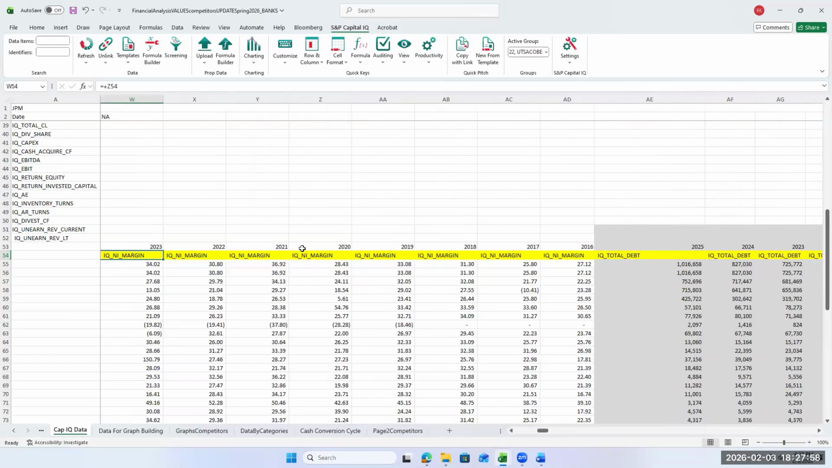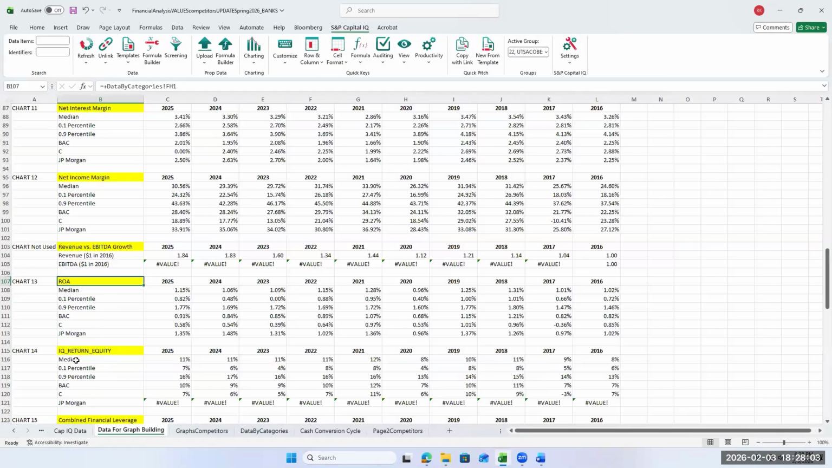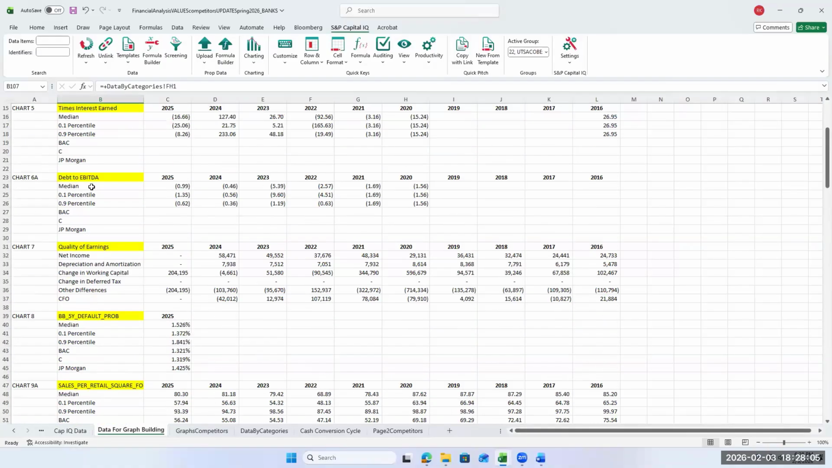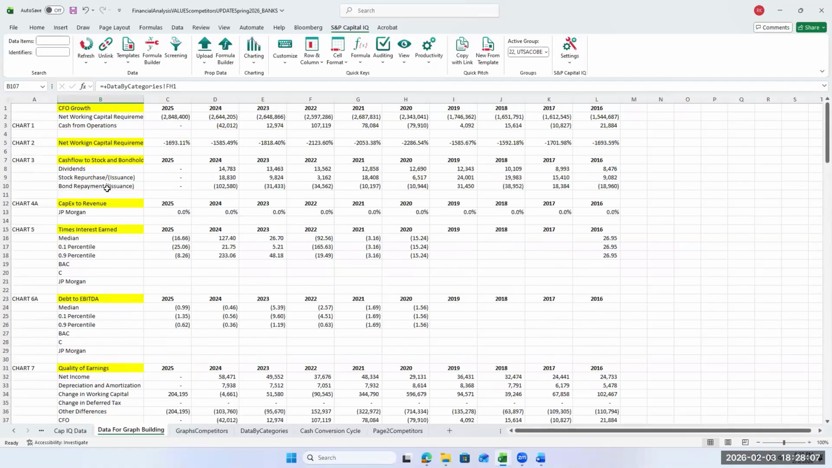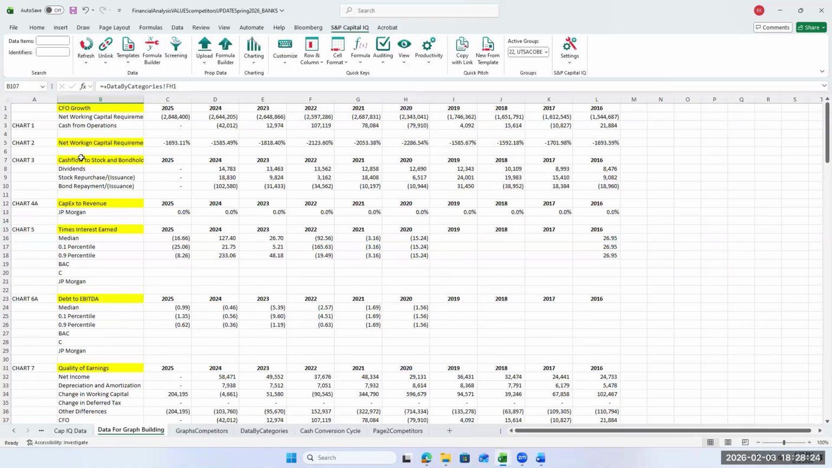So you'll have to edit the charts. How do you edit the charts? There's a page called Data for Graph Building. And you can probably figure out how to do that. It's a little complex, but the data for graph building and data by categories, you'll figure it out eventually how it works. It's not that complicated. The data by category essentially takes the data in and organizes it in a way that you can use it. And then the data for graph building just sets it up to build graphs.